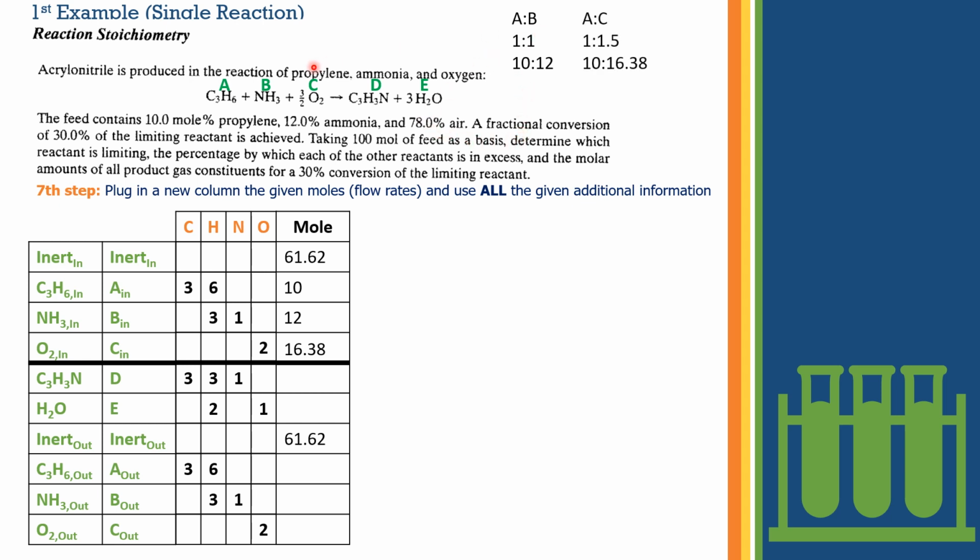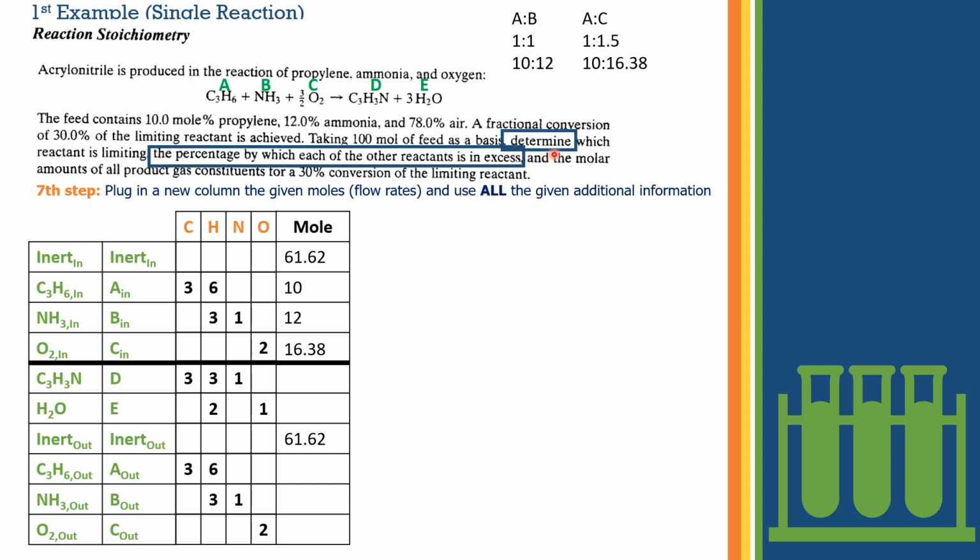Now let's compare A and C. Now we know that A is limiting if we compare it with B, but let's compare it with C. We have in the balanced equation 1 to 1.5, which is 3 over 2. However, the actual moles for A we have 10, but for C we have just 16.38. We should have 1 to 1.5, so we should have 10 to 15. But we have 16.38, so A is limiting.